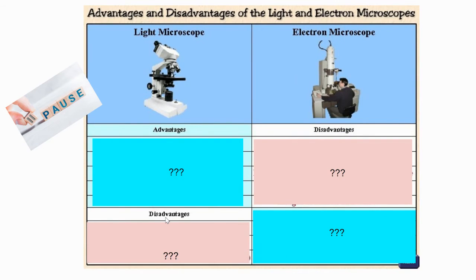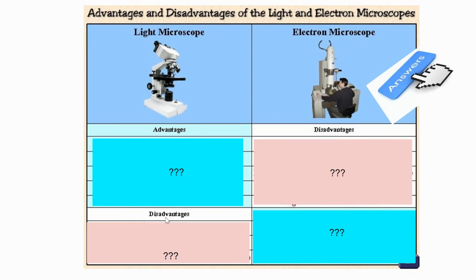So in the previous module, you had studied the comparison between these two important microscopes, light and electron microscope. I wanted to pause over here and ask you to quickly stop and jot down whatever you remember about the advantages and disadvantages of the light microscope and the advantages and disadvantages of the electron microscope. You can pause the video now. Okay, thank you for pausing, and now I'll be sharing the answers.